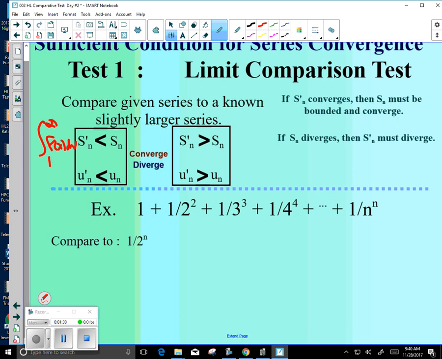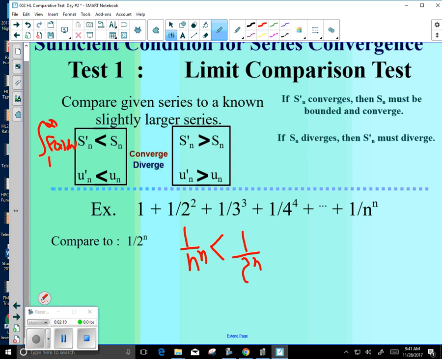For example, if you looked at this one, 1 plus 1 over 2 squared, 1 over 3 cubed, 1 over 4 cubed, that is always going to be a little bit smaller than 1 over 2 to the n. This could be 5 to the n, 10 to the n, or 5 to the 5th, 10 to the 10th, 20 to the 20th, and this one can only be 2 to the 10th, 2 to the 100th. This one will always be a bigger denominator, so it'll be smaller, right?